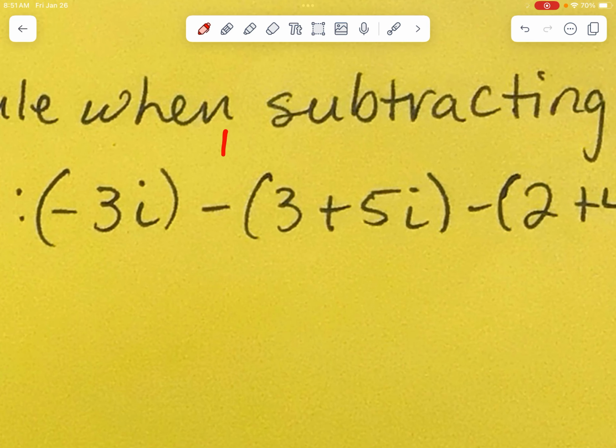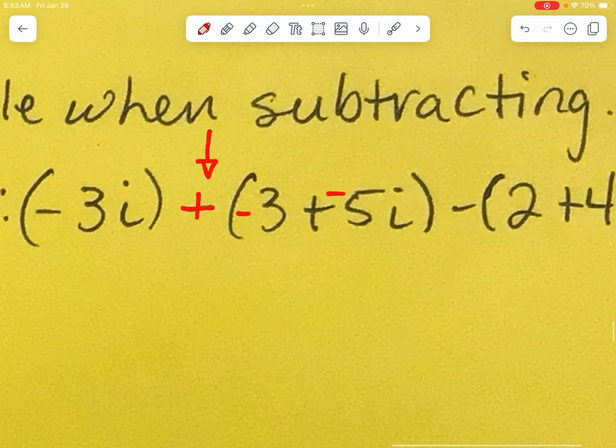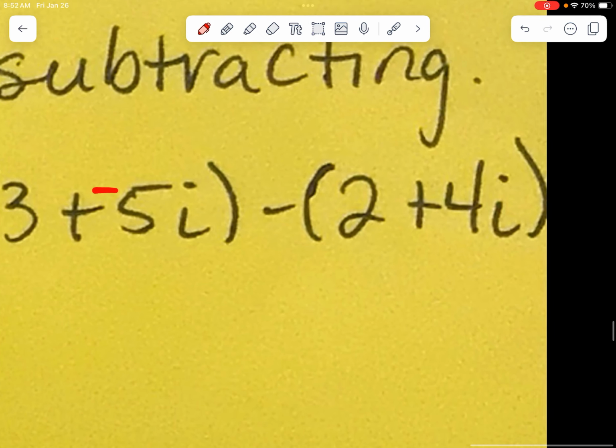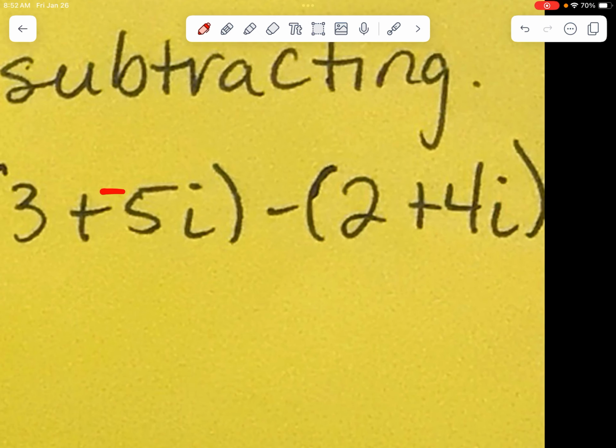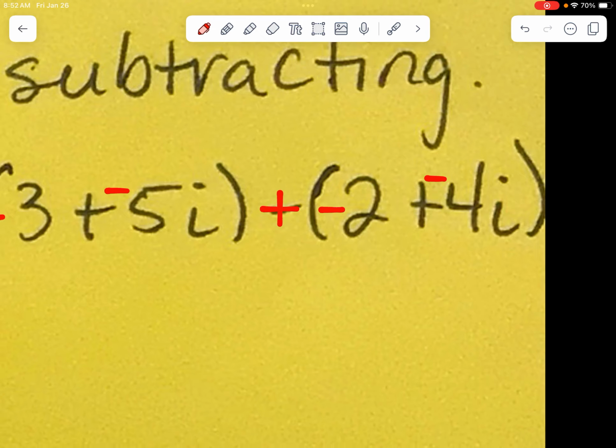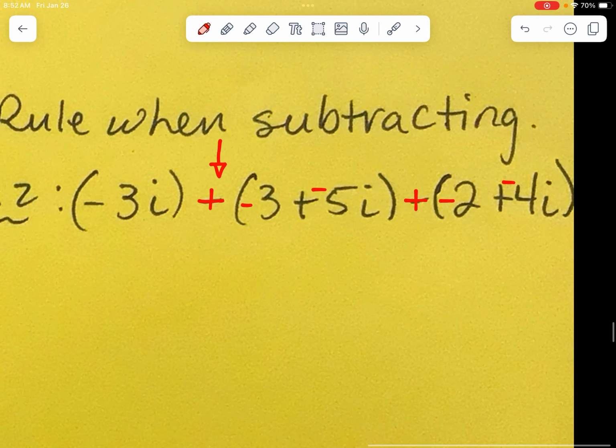So we look right here. We're going to change this to a positive or a plus, and everybody in the parentheses to the right here or behind it is going to change. Positive turns negative, positive turns negative. We need to apply this -1 rule here to the second set of parentheses here. Change it to positive. This turns negative, and the 4i turns negative. That reverts back to just an addition problem, which means we can drop the parentheses and combine like terms.